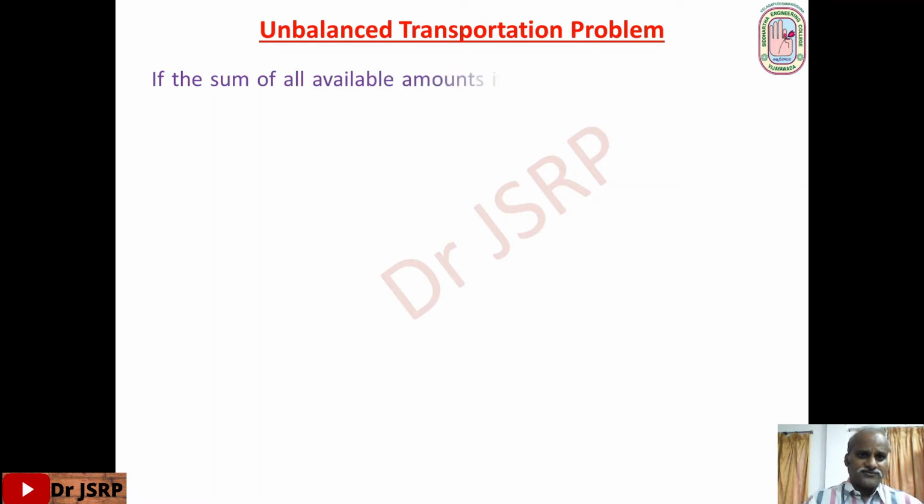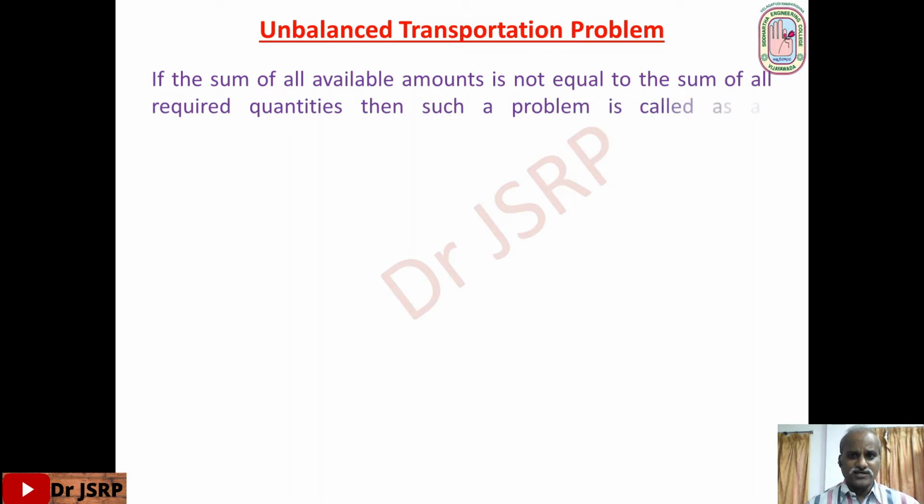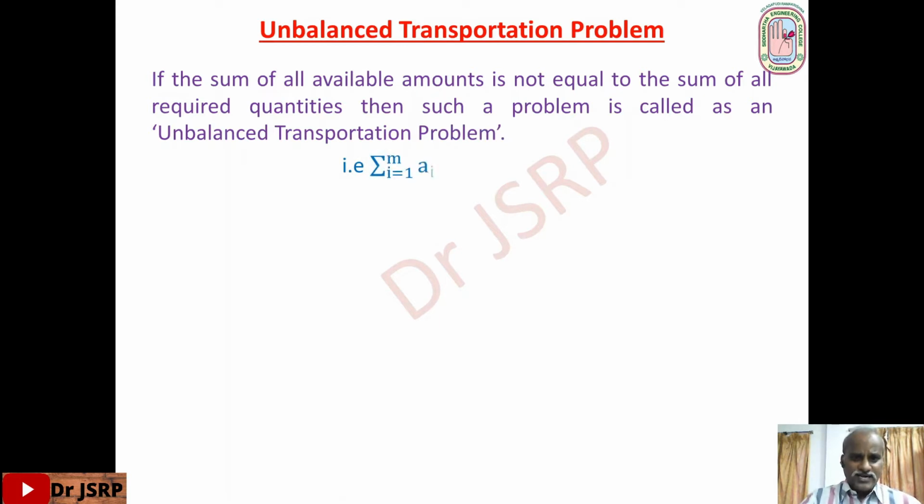So if the sum of all available amounts is not equal to the sum of all required quantities, then such a problem is called an unbalanced transportation problem. That means sigma i equal to 1 to m, ai not equal to sigma j equal to 1 to n, bj. So here we have two possibilities: either sigma ai is greater than sigma bj, or sigma bj is greater than sigma ai. That is, there is some surplus available amount or there is some surplus required amount.